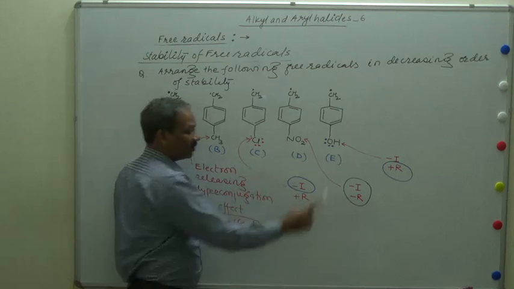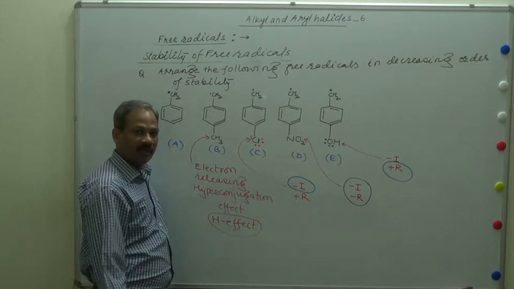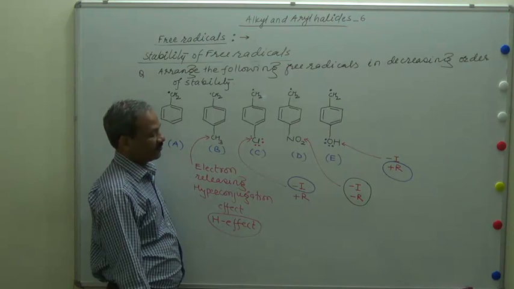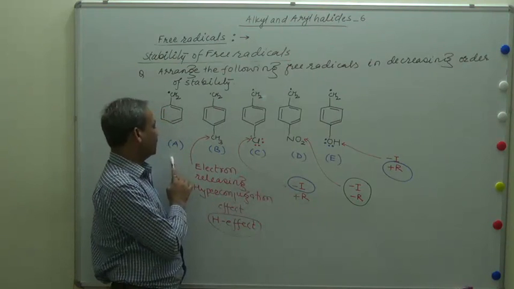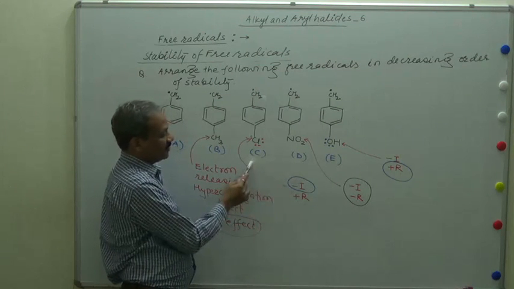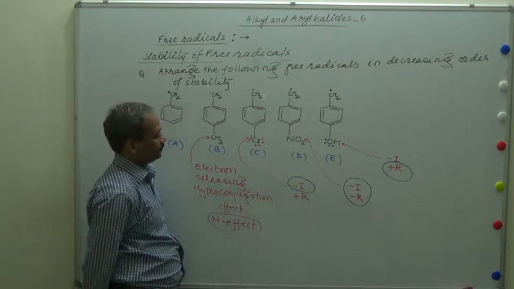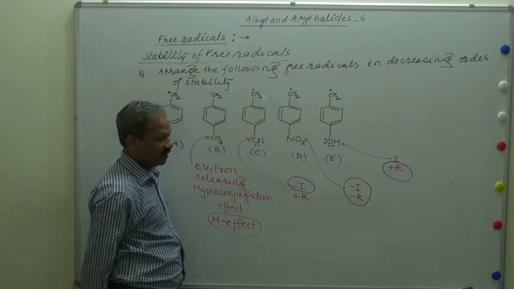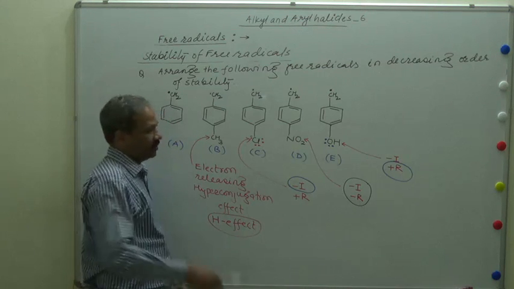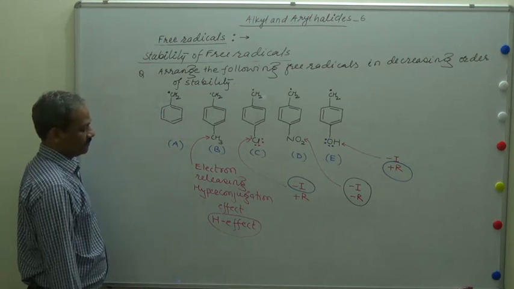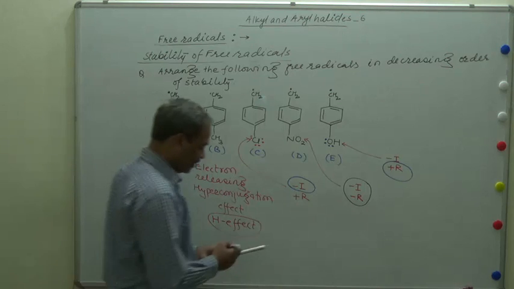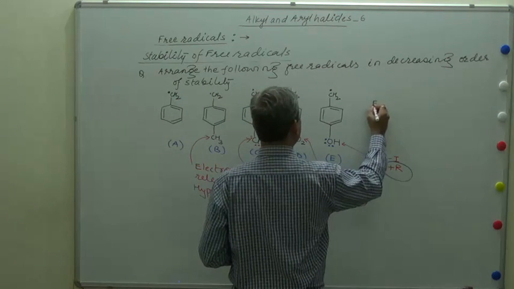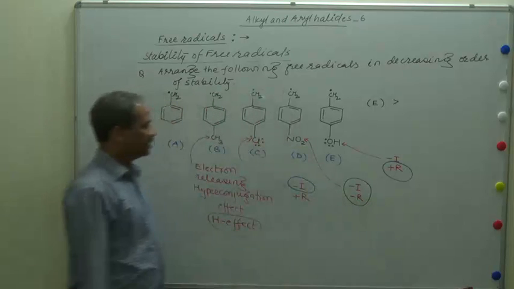In D, a stronger electron withdrawing substituent is present. The substituent withdraws electrons strongly through inductive effect as well as through resonance effect. So the stability of D is much less than that of A, and it is also less than that of C. Now in case of E free radical, the substituent present shows electron releasing resonance effect, which is a comparatively stronger releasing effect. So now we can say free radical E is most stable due to the presence of an electron releasing substituent.